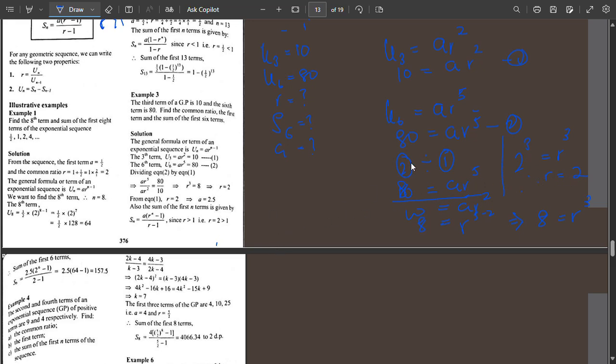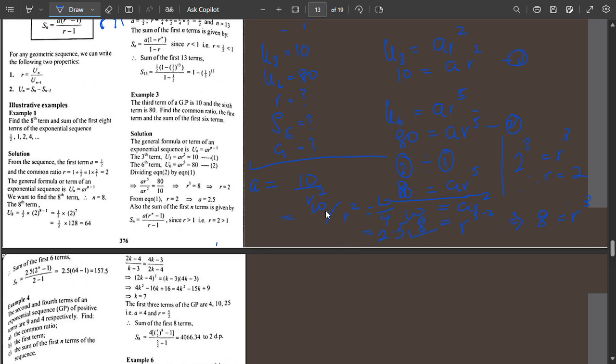What is the first term? If we want the first term, we can use equation 1 here and make A the subject. A is equal to 10 divided by R squared. What's R? 2. 2 squared. That's 10 divided by 4, giving us 2.5. Perfect. So that's A.